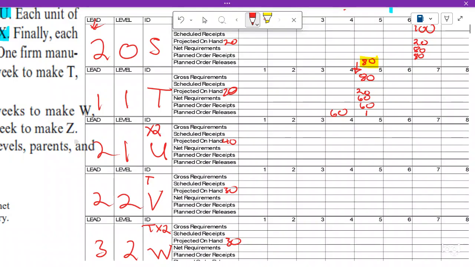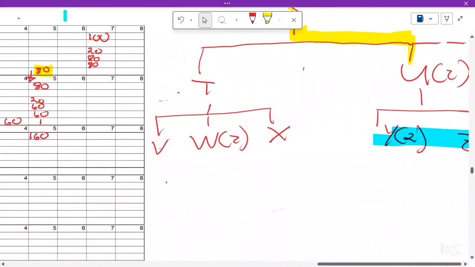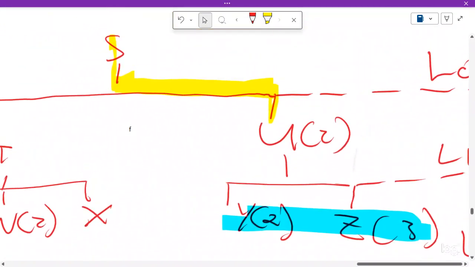So, it is 80 times 2. You need double now. This 80 times 2, it becomes 160. There are 2 items that are required from you. Okay? U times 2. The 2 comes from here.